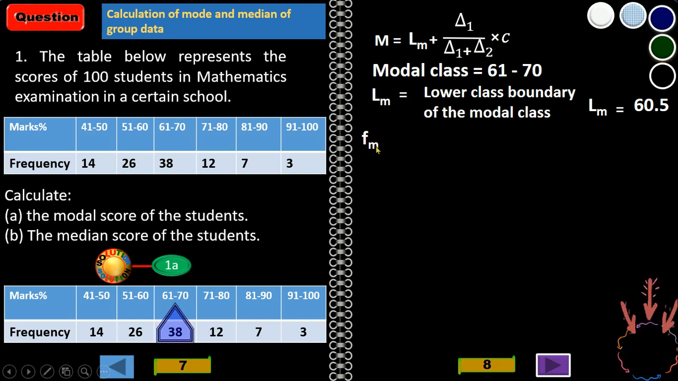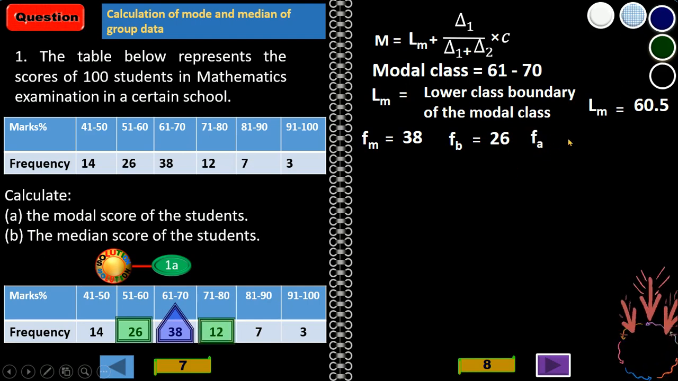The frequency of the modal class is 38, as you can see. Then the next thing we need to get is the frequency of the class before the modal class, being highlighted. That's 26. And next we are going to get the frequency of the class after that. That's this, and therefore the frequency of the class after the modal class is 12.